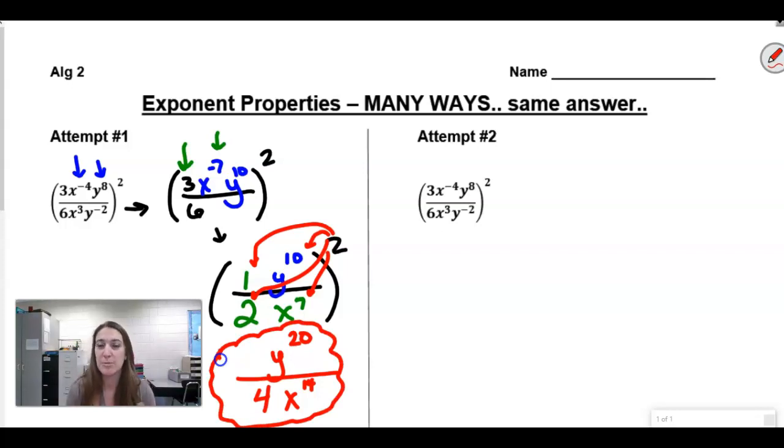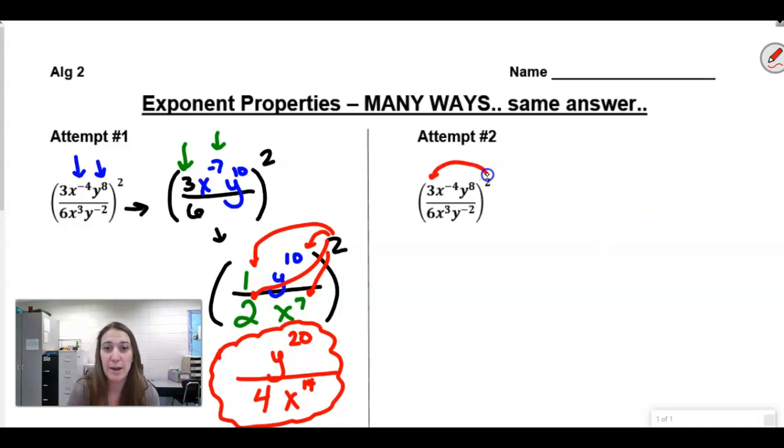Now these are kind of cool problems because they're self-checking. I'm going to do that same problem using different order of properties, and we're going to end up with the same answer. And if we don't end up with the same answer, that means I screwed up. So we'll have to figure that out. Okay, so on this next attempt, I think what I'm going to do first is I'm going to choose to distribute everything first. Get rid of those parentheses.